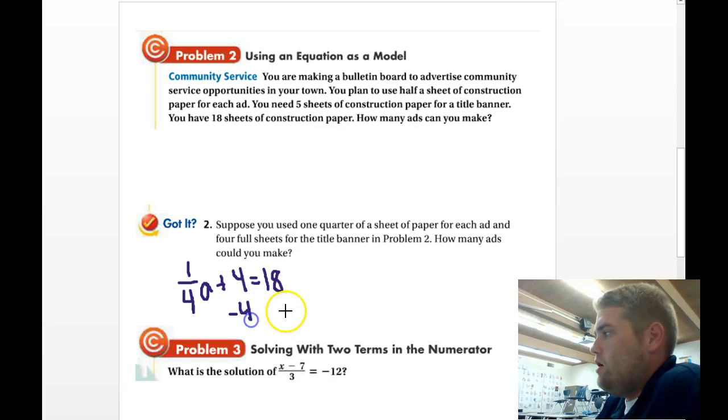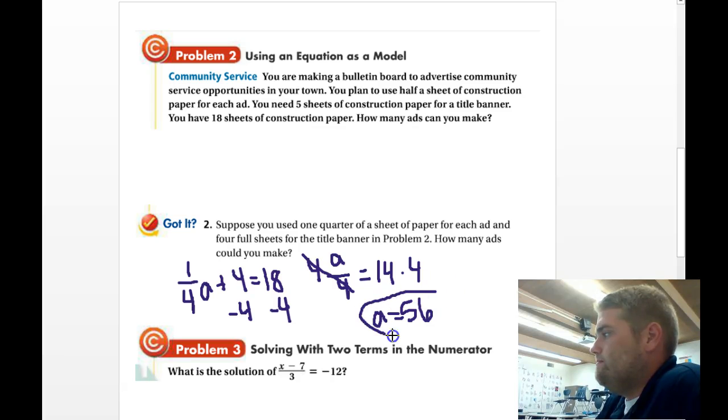So we're going to subtract 4, so I'm left with A divided by 4 equals 14. Okay, multiply both sides by 4, so that way our 4's cancel, and A equals 56. Okay, so guys, I know these two word problems are a little complicated, but once again, if you have a question, put your question mark there, and if you understand, super.